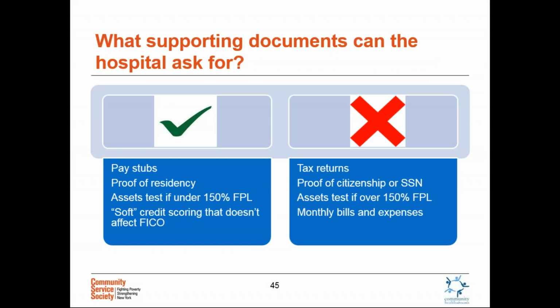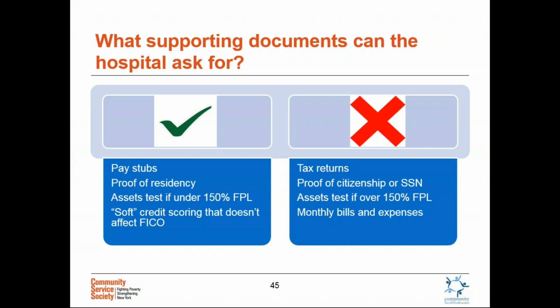Every hospital has its own financial assistance policy, and they can each ask for different things. But the hospital financial assistance law does set some rules for what documents the hospital can and cannot ask for. They can ask clients to submit pay stubs or other proof of income. They can ask for proof of residency. They can conduct an assets test if the household income is under 150% of poverty, and they can conduct soft credit scoring that doesn't affect the client's FICO score.